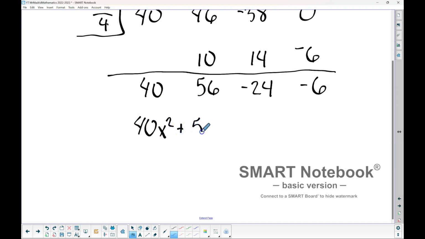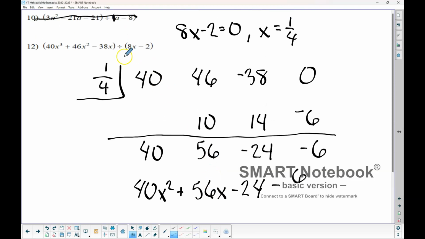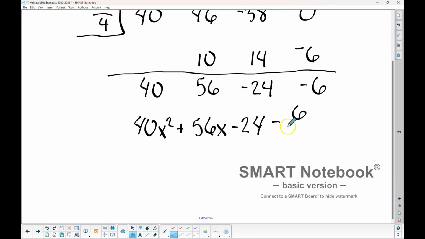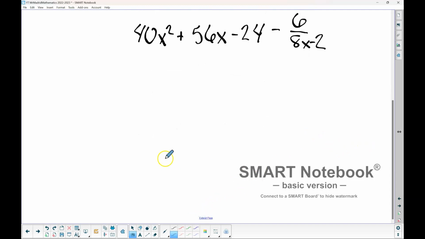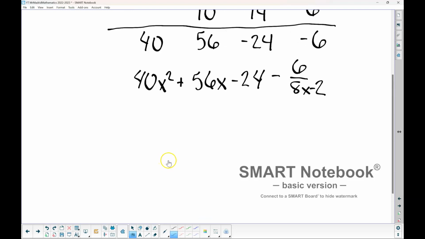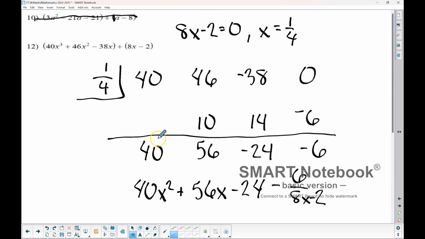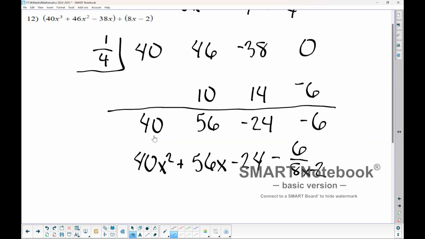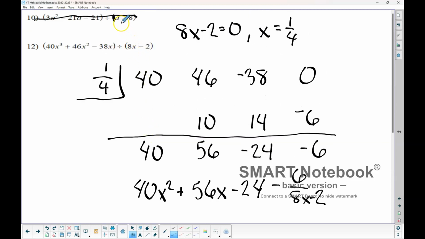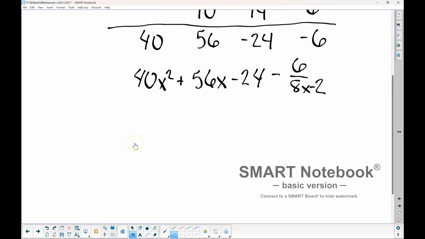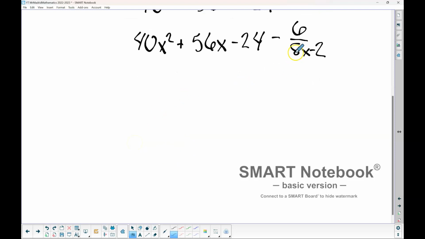Plus 56x minus 24, and here's the remainder, right? Minus 6 over 8x minus 2. Okay. Now, so we're pretty much done following the steps from the other problem, okay? Now, because this one has an 8, the other one didn't, we have to do something special, but before I do that, okay, let me talk about this.